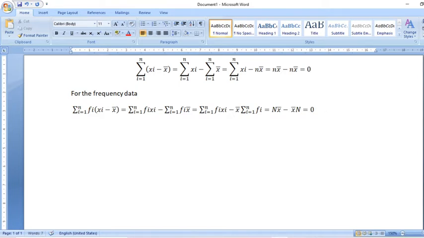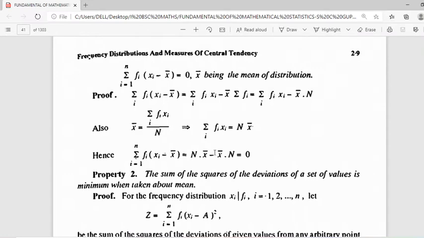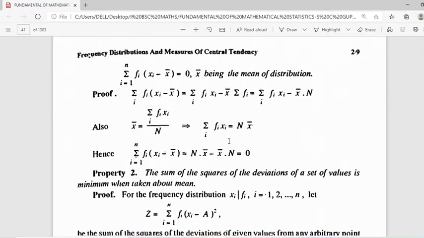So this is a property. What is the property? The algebraic summation of deviations of the observations from the arithmetic mean is 0. This is for the raw data, and this is for the frequency data. That is given in page 2.9 of the book Fundamentals.